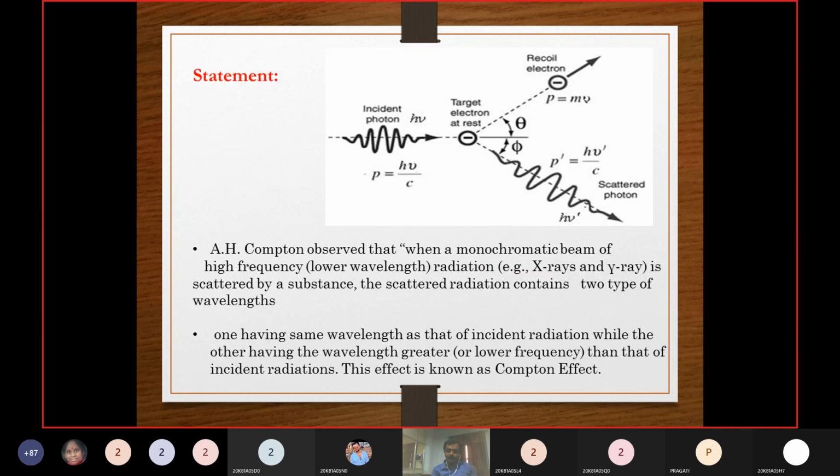So this is the definition here. One has the same wavelength as that of the incident radiation, so that photon has the same energy, while the other has a wavelength greater than that of the incident radiation. If you observe, energy is less means wavelength is high. This effect is known as the Compton effect.